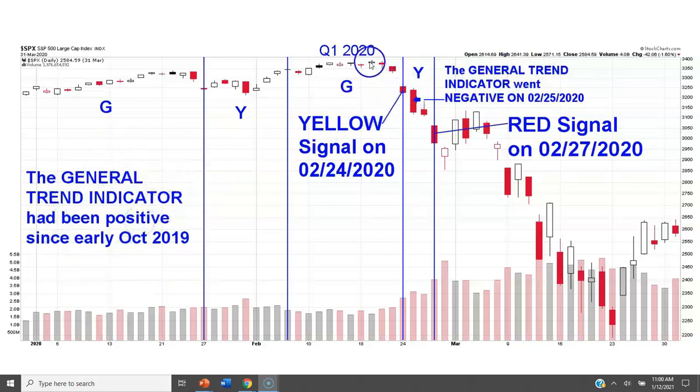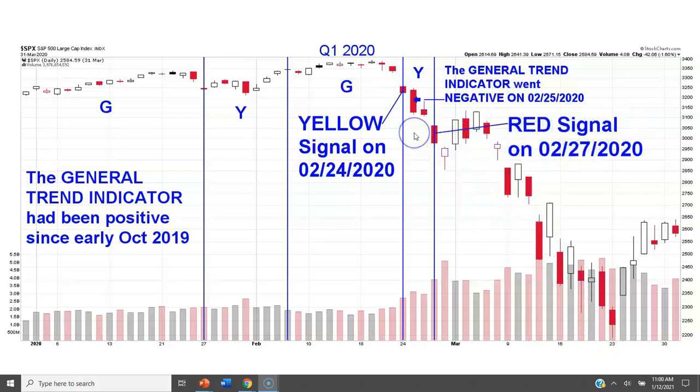So right there, just a few days after the all-time high in the S&P 500, the risk signals started to tell you that something was changing, that there was increasing risk in the stock market. And by Thursday, February 27th, the risk signal was red. And then, of course, the market sold off hard from there.